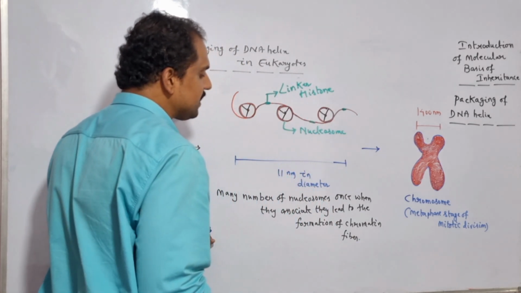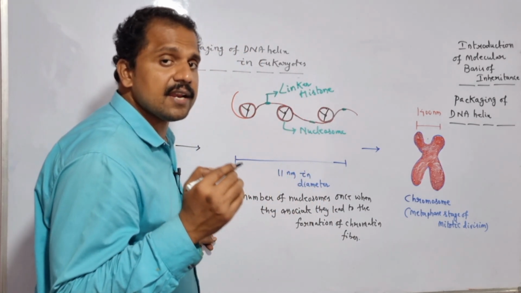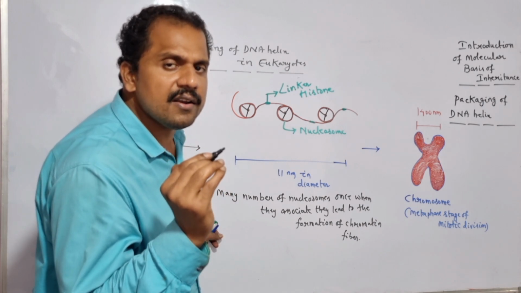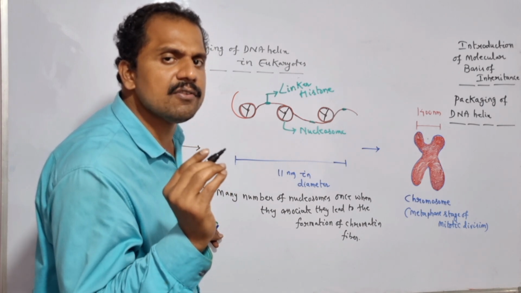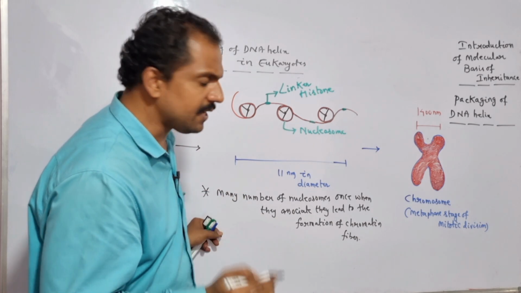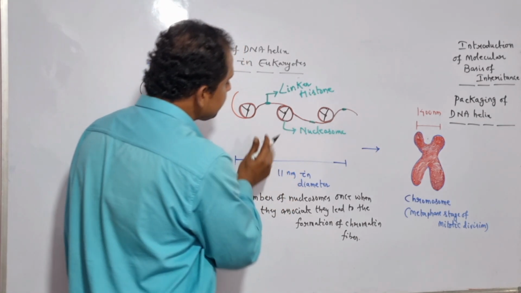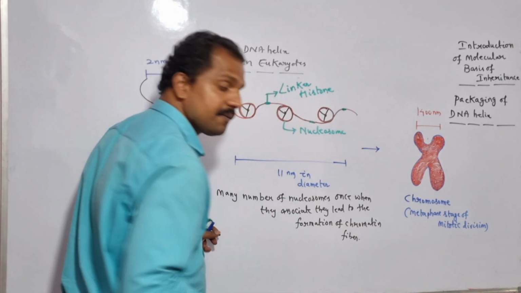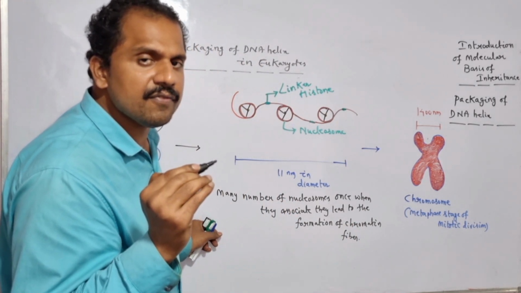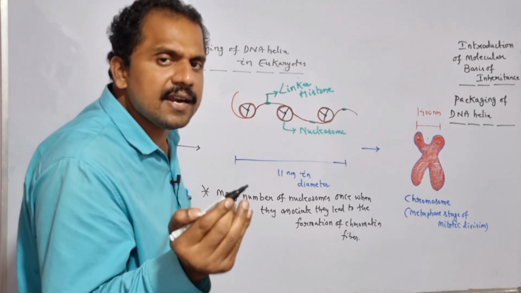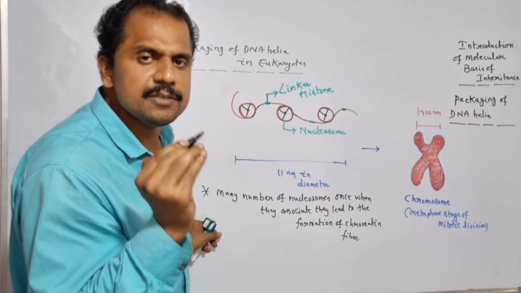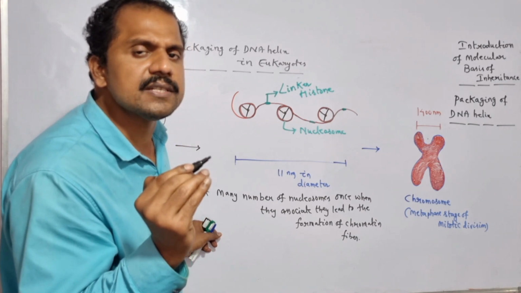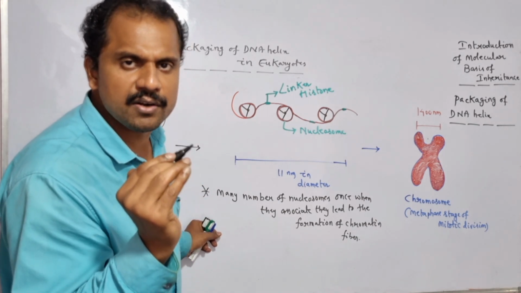And the specific chromatin fiber, once it undergoes condensation by taking advantage of specific proteins like non-histone chromosomal proteins, leads to the formation of what? Chromosome. Is it clear? Once many nucleosomes associate together, it leads to the formation of chromatin fiber. This chromatin fiber, upon further condensation with non-histone chromosomal proteins, leads to the formation of a specific structure which is nothing but chromosome.